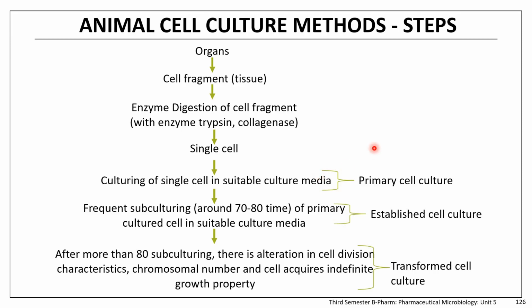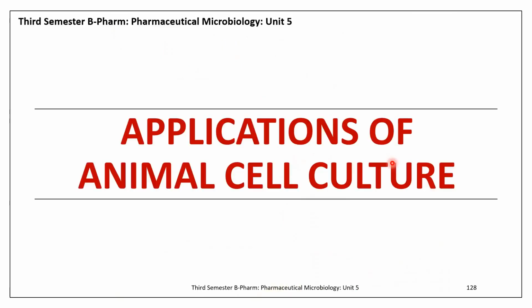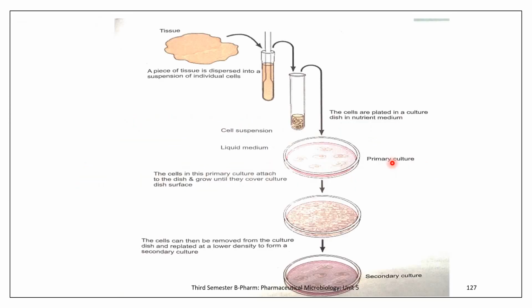Okay, so this is all about the steps of animal cell culture. So we will take the tissue, then we will take the animal cell, a specific cell, then we will culture it in a specific nutrient media. Then we will get a primary cell culture. Then if required, we will subculture it and we will get a secondary cell culture. Okay, so that's all about the steps of animal cell culture.